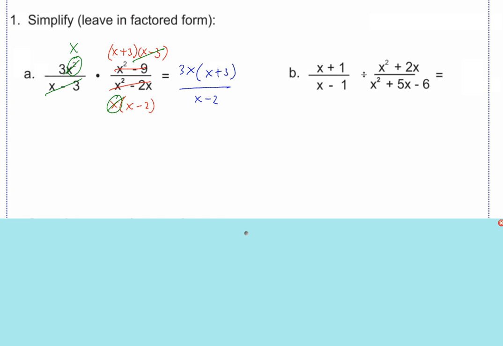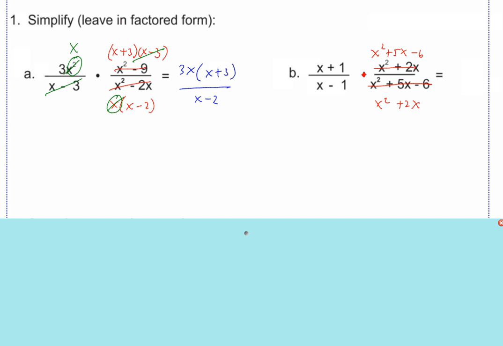All right, second one, you got division. So, you know, I don't know how you do them. The first thing I do is just invert everything. So I put my x squared plus 5x minus 6 on the top, and my x squared plus 2x on the bottom, right? So you got to flip it. So I put the bottom on the top, the top on the bottom. You got to do it to the second fraction. You can't do it to the first.